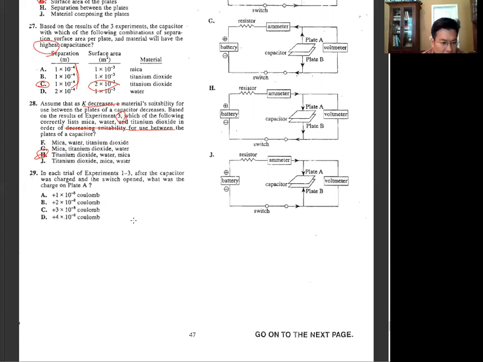In each trial, experiment 1 through 3, after a capacitor was charged and the switch opened, which means the current is not flowing, what is the charge on plate A?